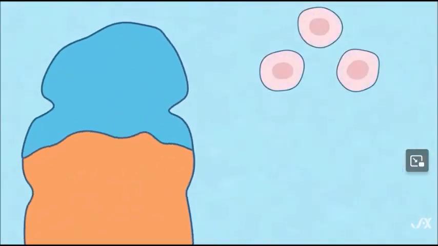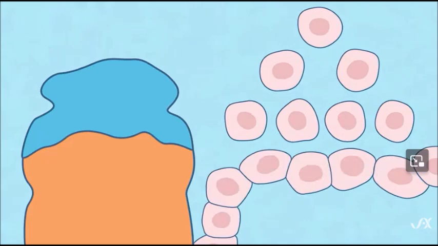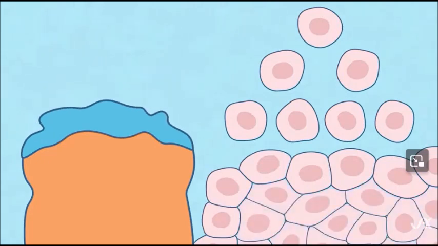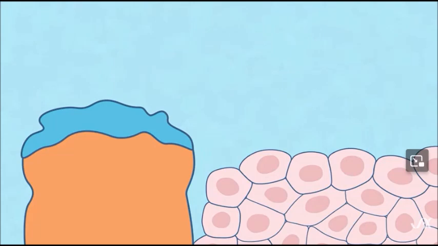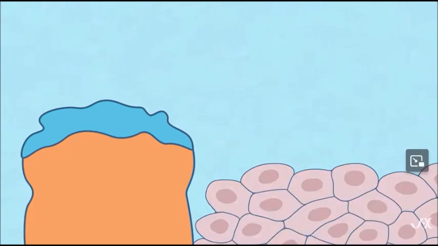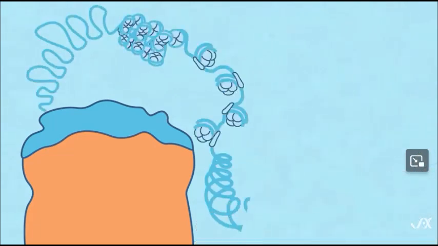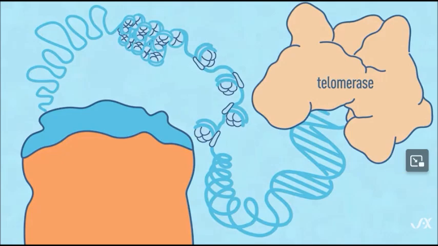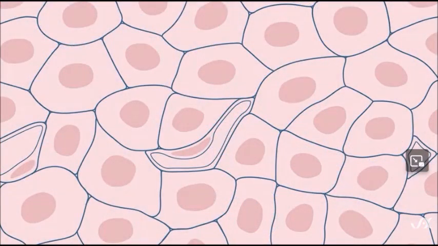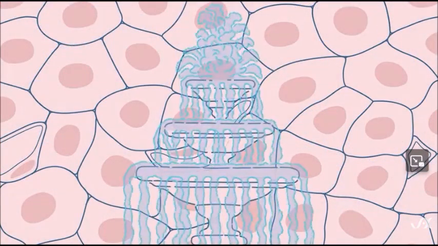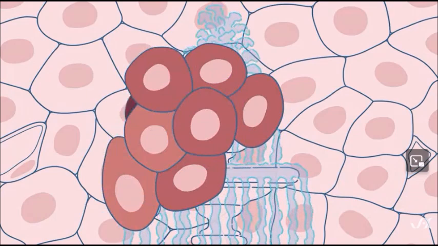With each cell replication, the telomeres get shorter and shorter until they're so short that your cells can no longer divide. When cells no longer divide, tissues age. However, telomeres can be rebuilt by an enzyme called telomerase to restore cell division. If you think we've found the fountain of youth, think again.